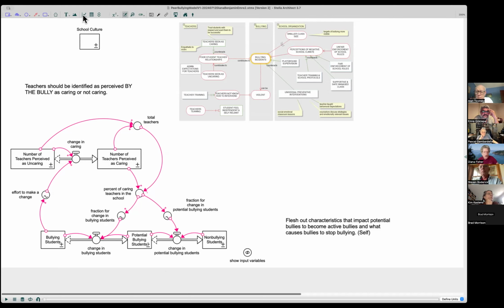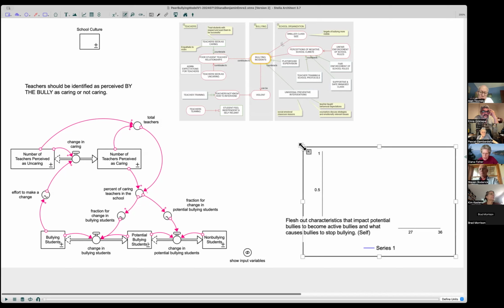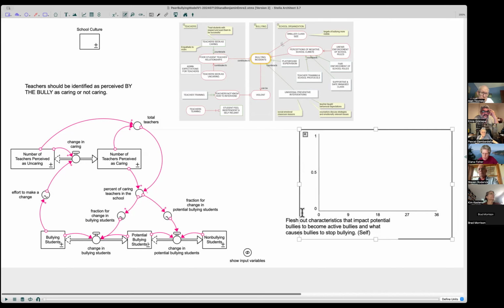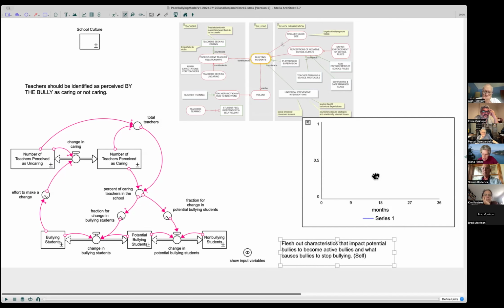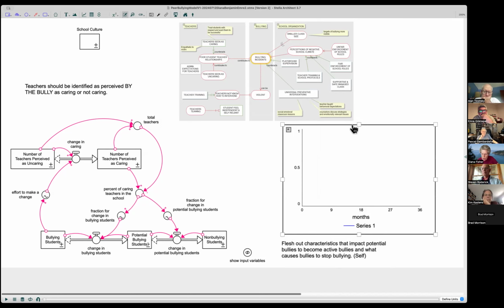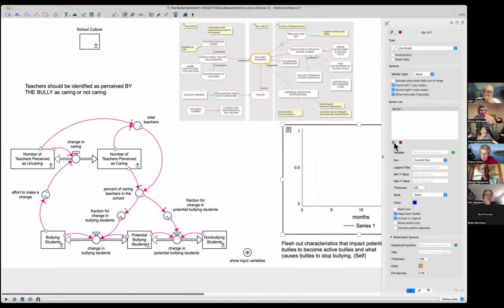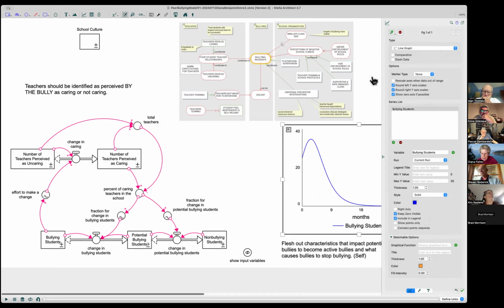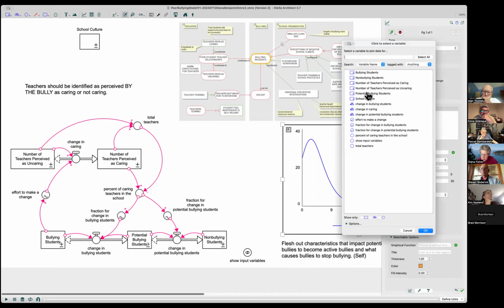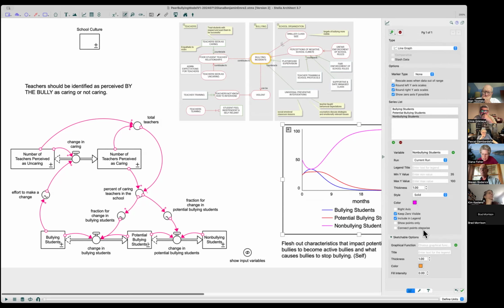So I could put a graph in here. And what would we want to graph? What do we want to look at? I don't think we can have all the graphs that we had on the interface, but maybe it's just the bullying students and the potential bullying. And they're all on the same scale, so I think I'm okay.